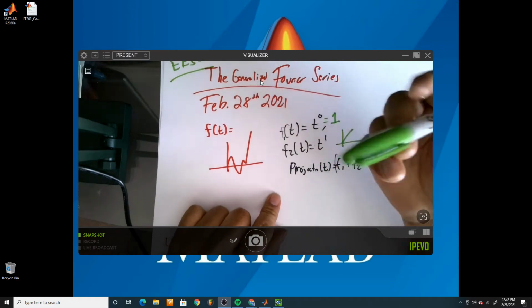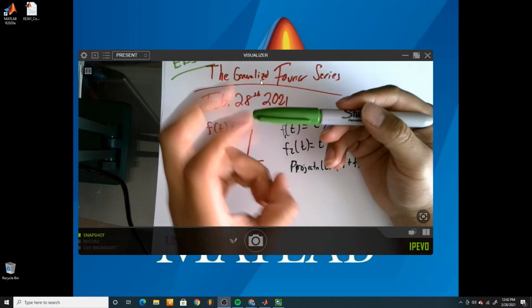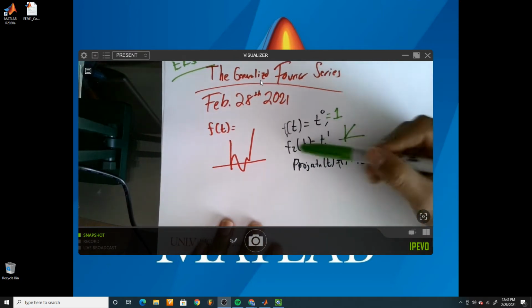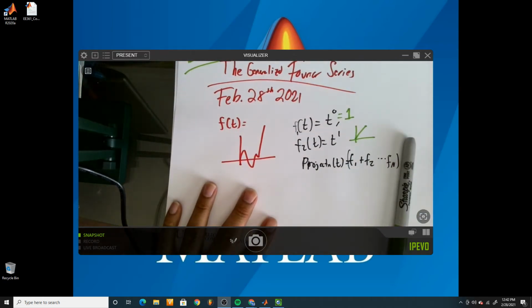We're trying to assume that we don't know how to create this, or maybe we're given some unknown signal and we want to create this unknown signal with signals that we know. So what I wanted to show you, and I'll probably use your assignment a little too.